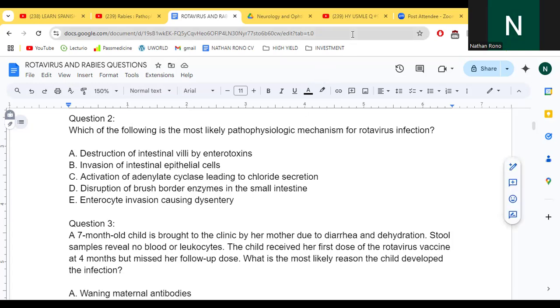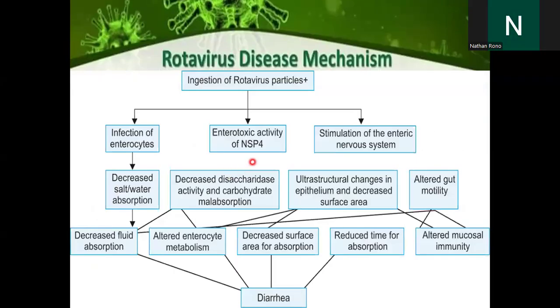So, I think I should go back to this slide. So, this was the pathophysiology. Seems you guys didn't understand. We said you'll ingest the rotavirus, okay? Then there's infection of the enterocytes. Okay, I started these 2 because they are the easiest to explain. Number 1, enterotoxic activity of NSP4. And when I mentioned NSP4, I was very specific.